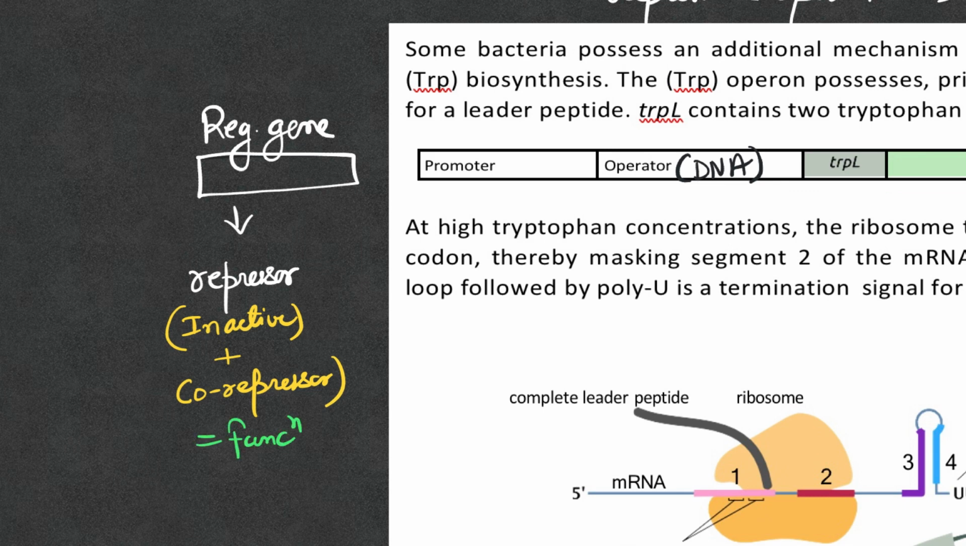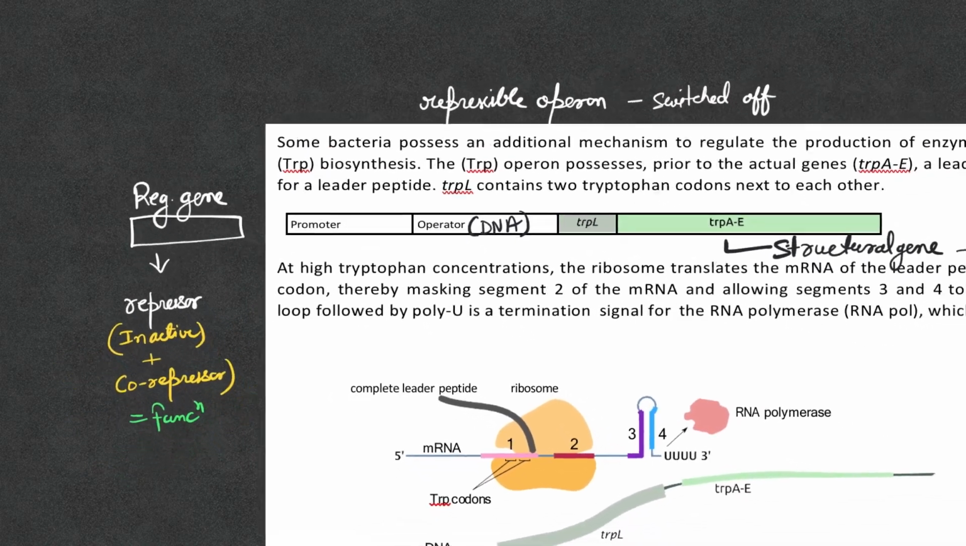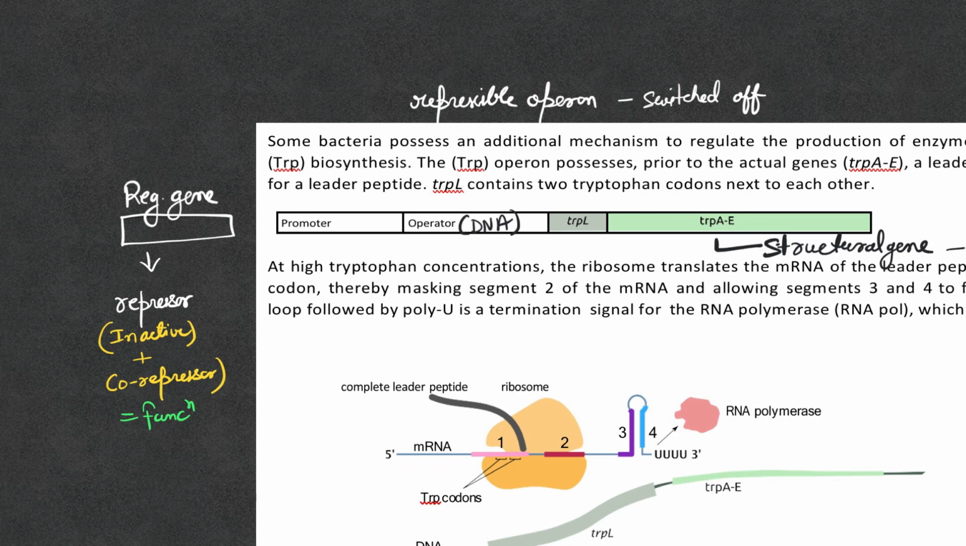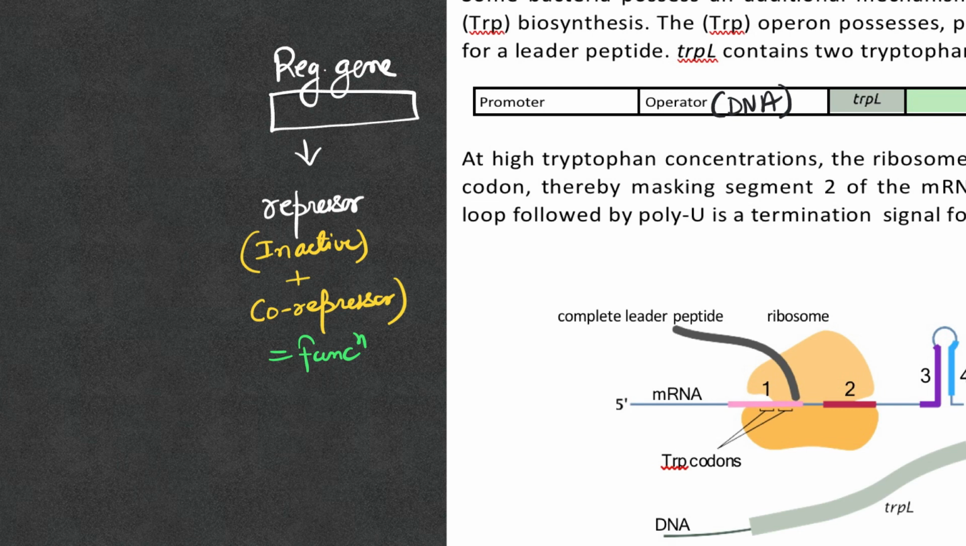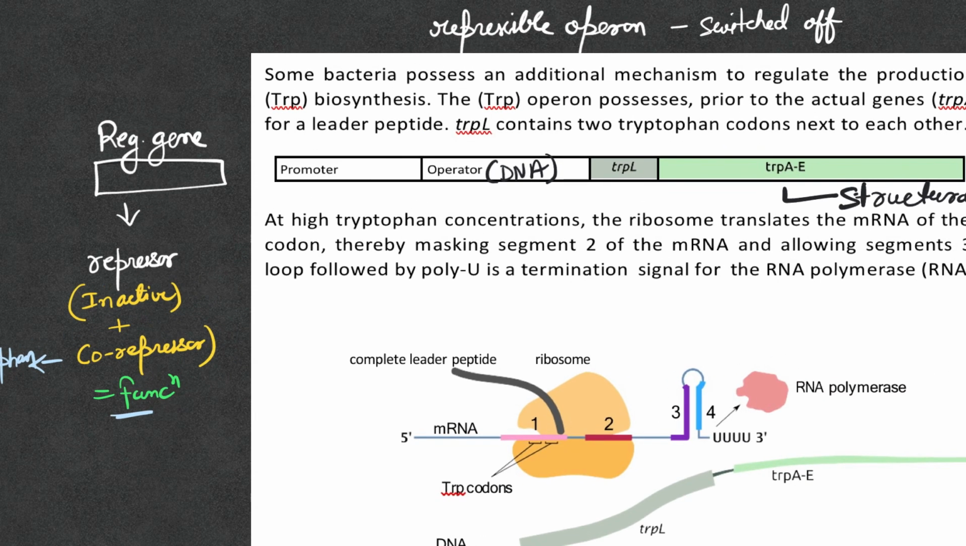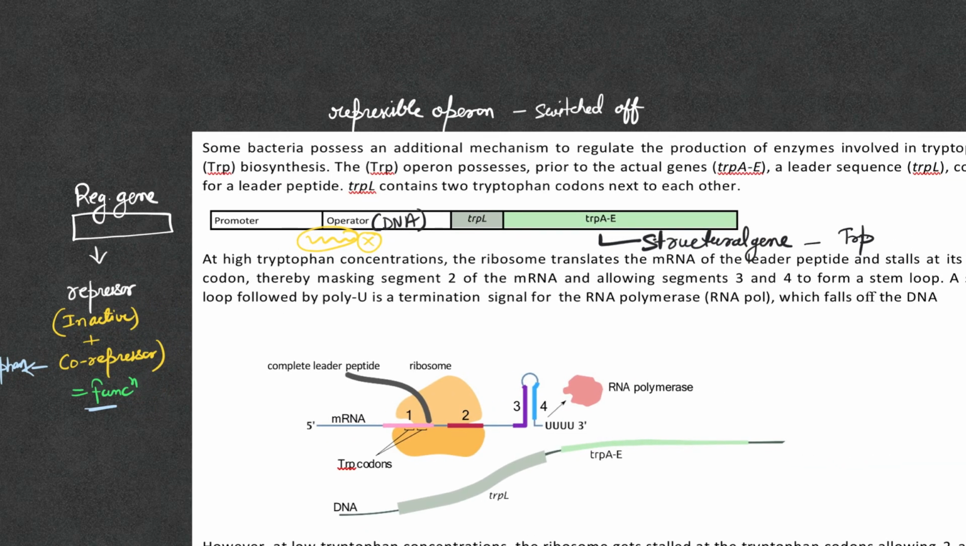Now you must understand, by default, this gene is switched on. The set of genes, they are switched on. So by default, the repressor is inactive and the tryptophan biosynthesis will continue to happen. Once we have a co-repressor, then the opposite will happen. The co-repressor in this case is tryptophan itself. So this makes it functional. The regulatory product, now the active repressor, will bind to the operator sequence and turn it off. So RNA polymerase cannot go ahead.